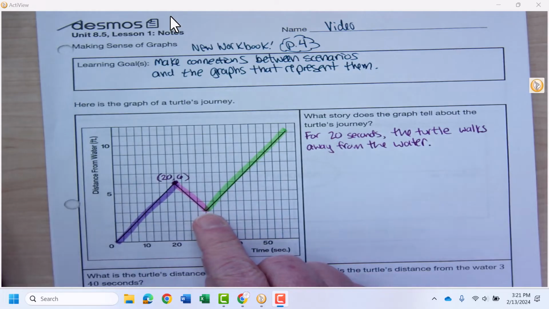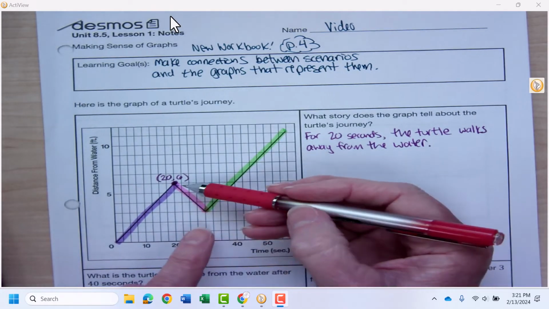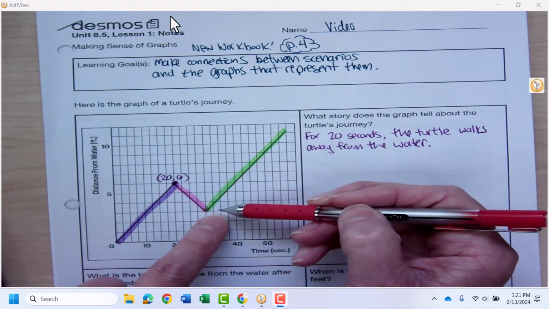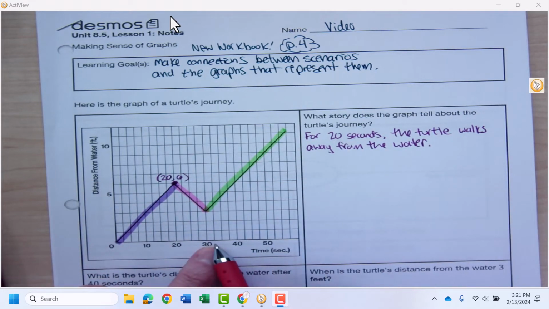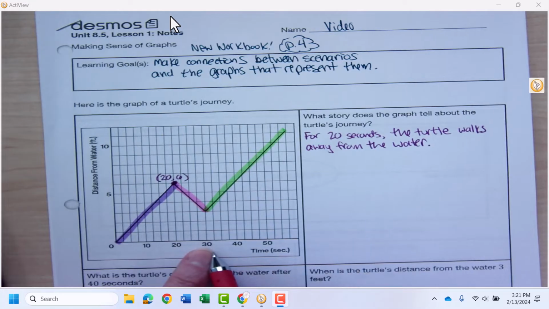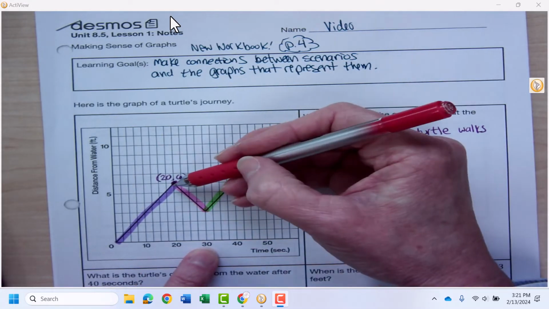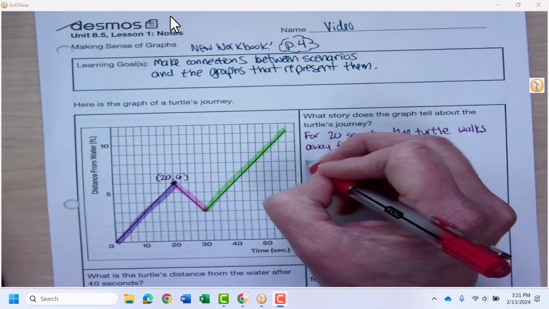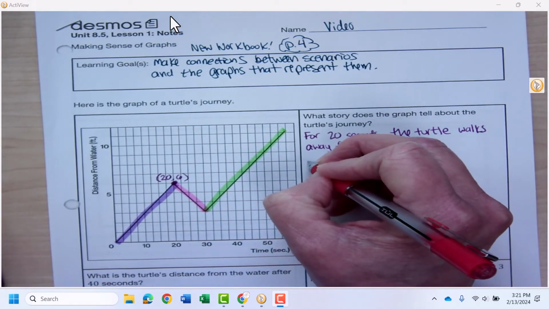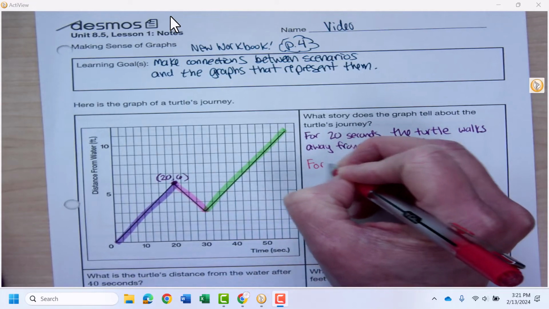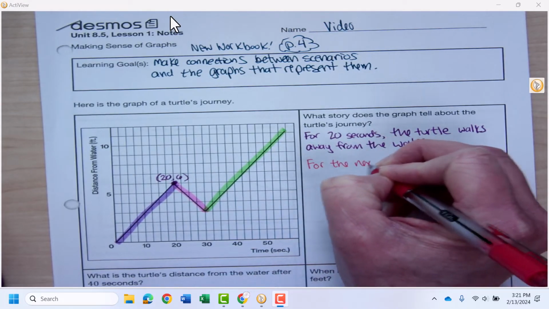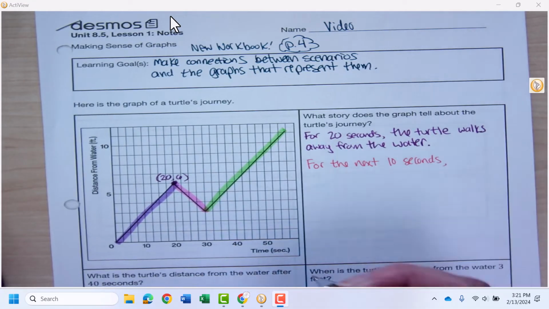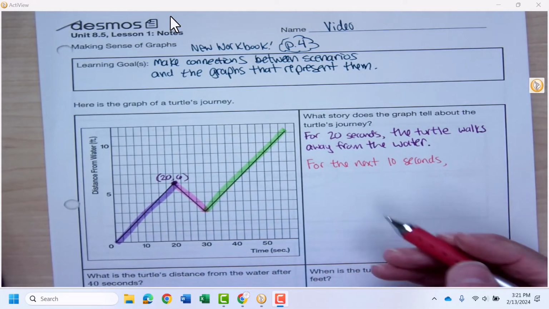So in the next part, it looks like the turtle is returning to the water. And the time is still passing. I'm going from 20 seconds to 30 seconds. So for the next 10 seconds, the turtle is backing up towards the water. So let me say that. For the pink part, for the next 10 seconds, the turtle backs up towards the water.